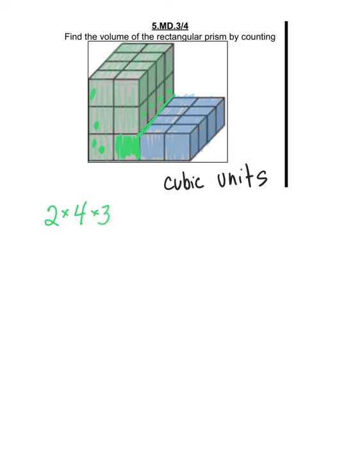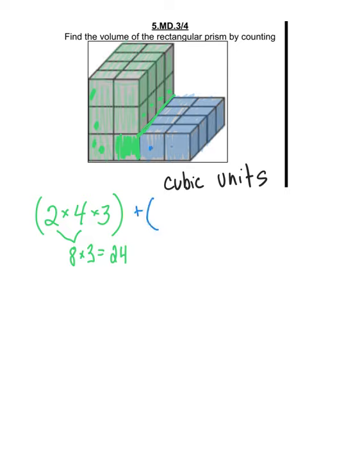So this figure that I've shaded in green has a volume of 2 by 4 by 3. 2 times 4 gives me 8, times 3 gives me 24 cubic units. And then I'm going to add to that the volume of my blue shape.